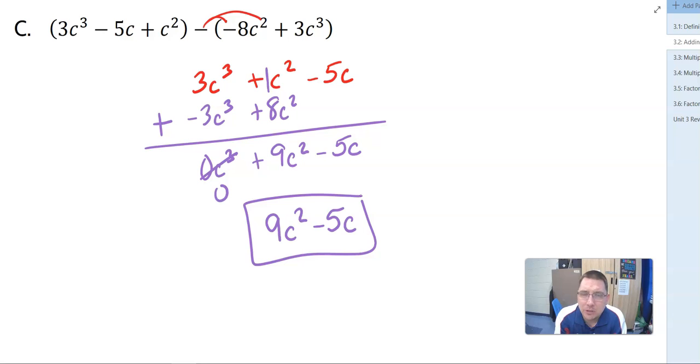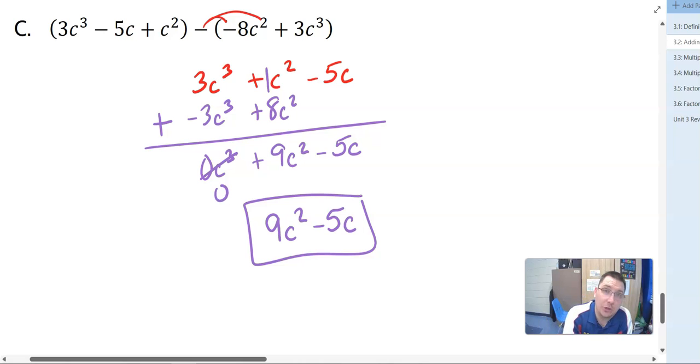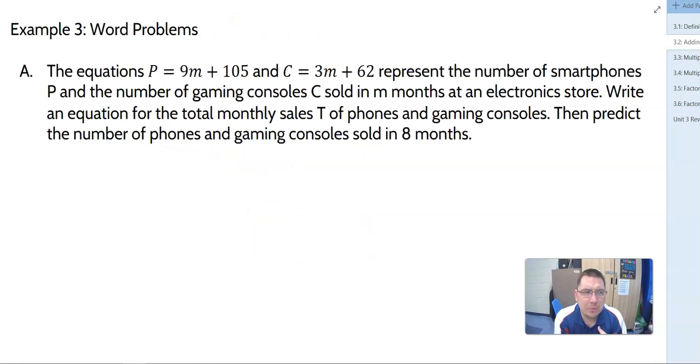The last example we're going to look at is a word problem. And so we're going to talk about the pieces that are involved in it and then how we get a simplified answer. So let's go ahead and look at that. So in example 3 of this word problem, we have to identify what information we're given and how we're going to combine it. And so the question says that the equations P equals 9m plus 105 and C is equal to 3m plus 62 represent the number of smartphones, P, and the number of gaming consoles, C, sold in m months at an electronics store.